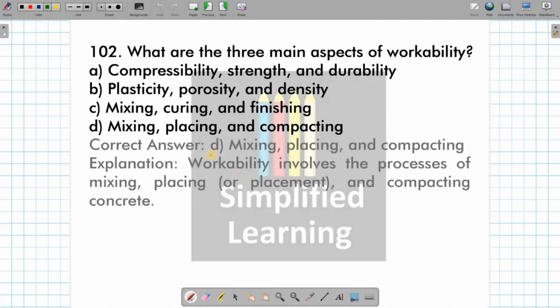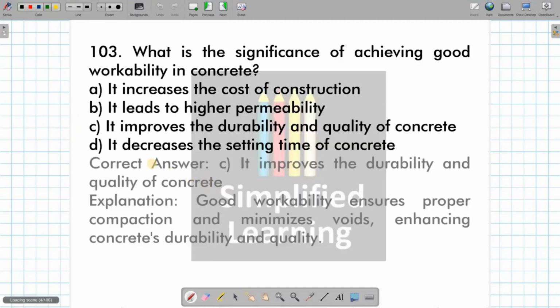Then question 102. What are the three main aspects of workability? Let's see option A. Compressibility, strength and durability, no. Plasticity, porosity and density, no. Mixing, curing and finishing, no. Option D: mixing, placing and compacting. The ease with which the concrete mix can be mixed, placed and compacted. The answer is D. Let's go to the next question.